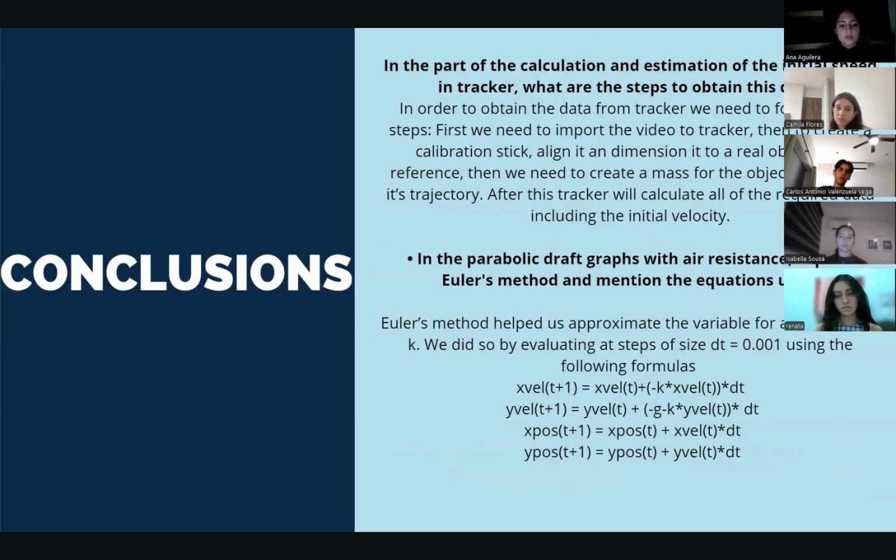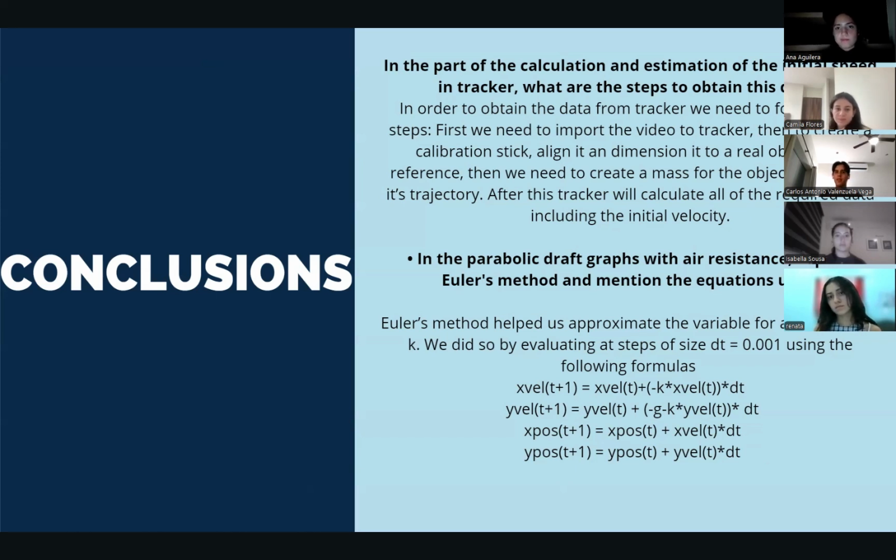Okay, finally, in order to find the velocities in tracker, we need to do a few steps before. We need to import the video to tracker, then create a calibration stick, and end with a dimension we know in the real world. In this case, we use the tiles on the floor. This is for the program to measure the distances accurately. Then we need to create a mass for the object, which will follow its trajectory. After this, tracker will calculate all the required data, including the initial velocity, automatically.